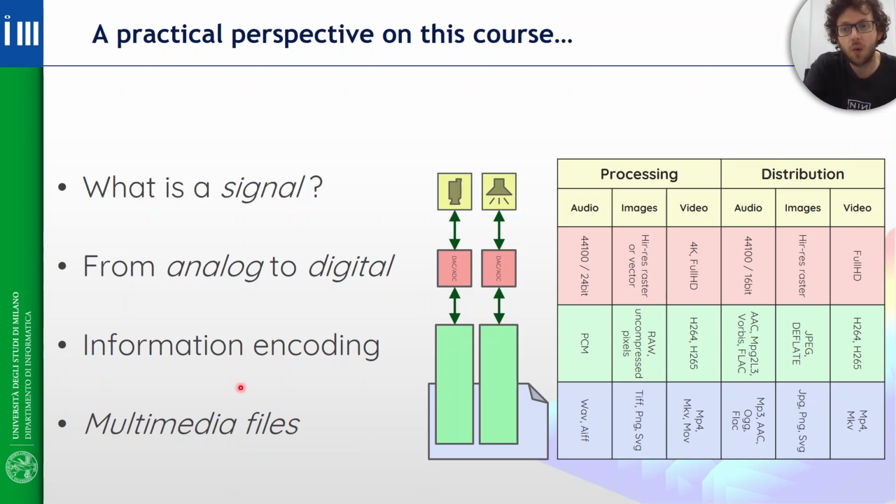Then we saw how we can encode information. We can have lossless encodings and lossy encodings, or uncompressed encoding. Uncompressed encodings are usually useful when you work with data, while lossless encodings are useful when you are storing data, and lossy encodings are useful when you distribute contents. And then we saw multimedia containers, which may be of many types, and you can just pick the one that supports all the encoded information you want to put in.